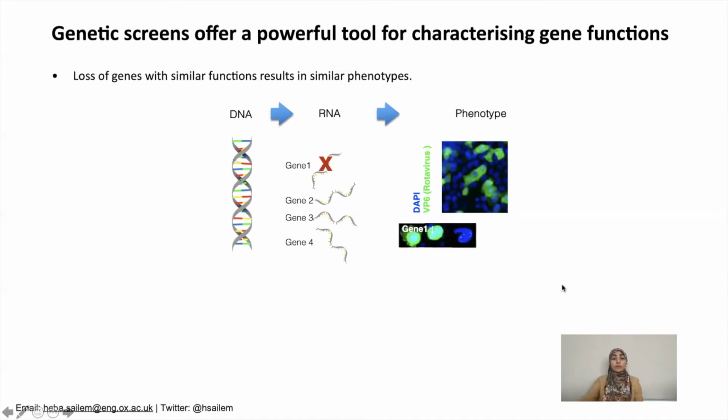So, for example, here we have cells that are stained for DAPI and rotavirus infection marked in green. If we knock down a gene, like gene 1 here, and we observe that the cells have increased roundness, we can infer that the gene has a role in contractility. We knock down another gene and we observe that the cells become very huge compared to control cells, then we can infer that the gene might have a role in aging or senescence.